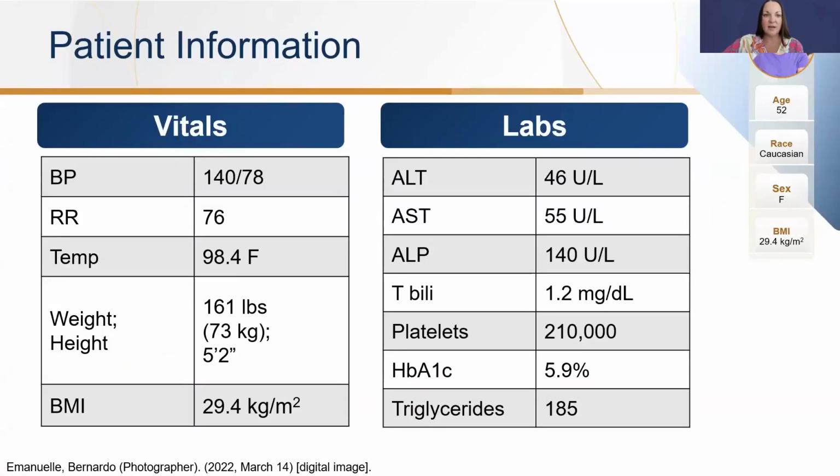Here are her vital signs and her labs. As far as her vital signs go, her blood pressure is a little bit elevated, 140/78. Her BMI is 29.4, so she is considered obese. As far as her labs go, pretty unremarkable here, maybe a mildly elevated total bilirubin. Hemoglobin A1C is borderline for prediabetes, and then she does have a mildly elevated triglyceride level.